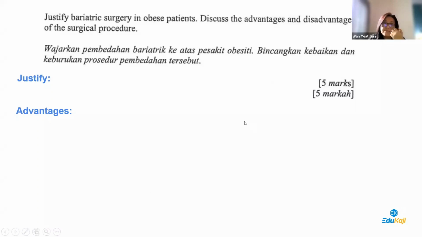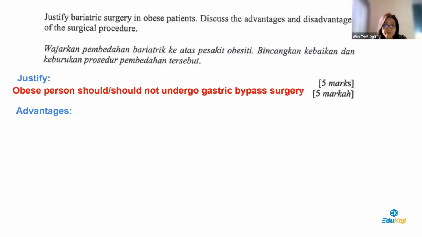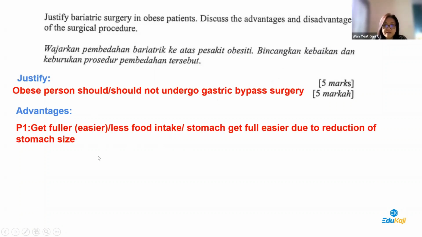So "justify" here means you can agree to the procedure or disagree, but you have to discuss the advantages. Okay, so in this case, you can say the obese person should or should not undergo the gastric bypass surgery. So these are the advantages if he does go for this gastric bypass. Now, the advantages are that if he goes for this bypass surgery, he will get fuller easier, because his stomach is small, so he will take less food and he gets full faster. He gets full easier.